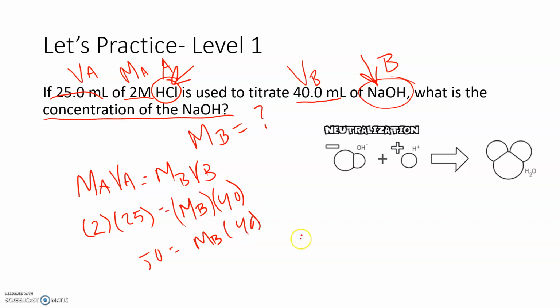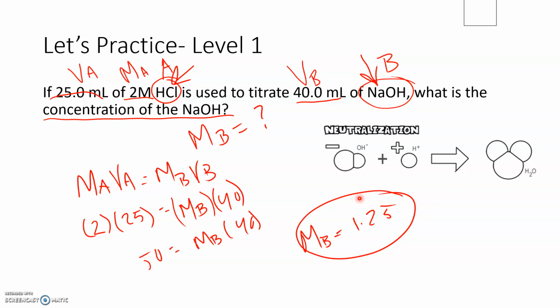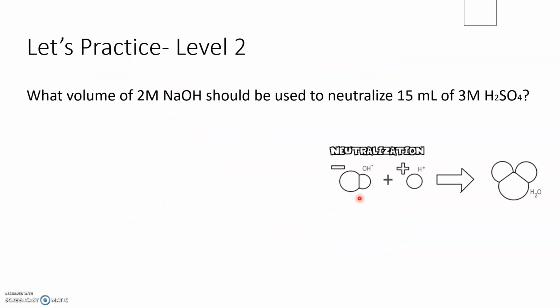Divide both sides by 40. The molarity of your base is equal to 1.25 molar right here. Okay, so this is a straight plug-in because both the acid and the base are monoprotic. This is going to be a different scenario.